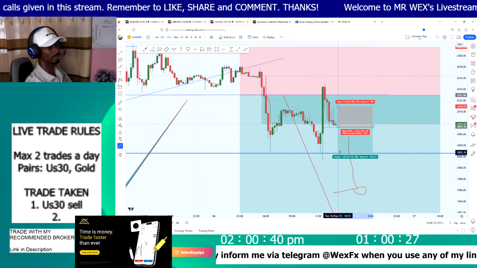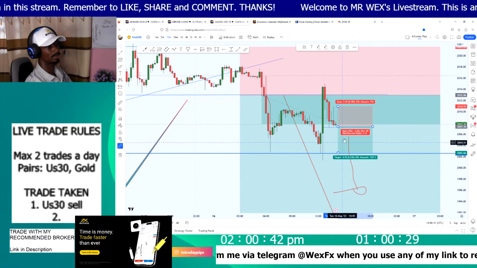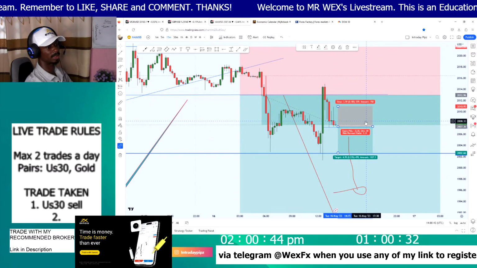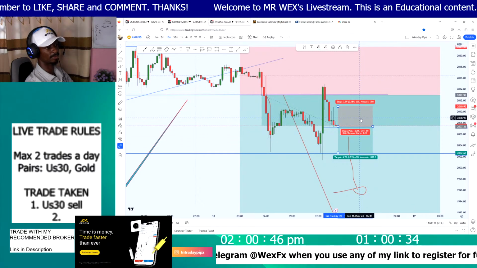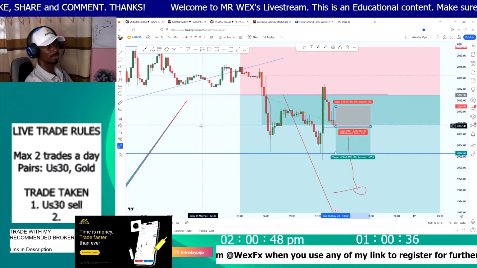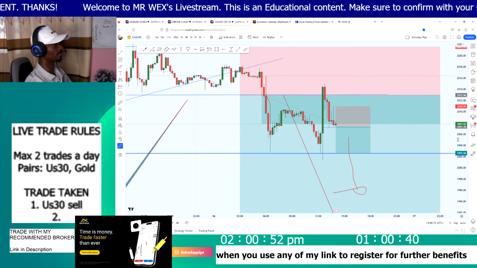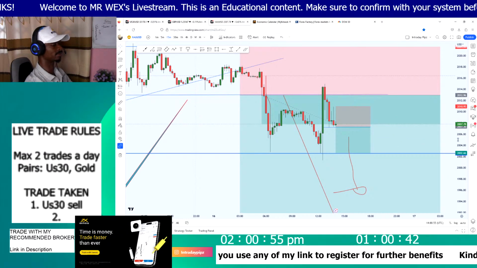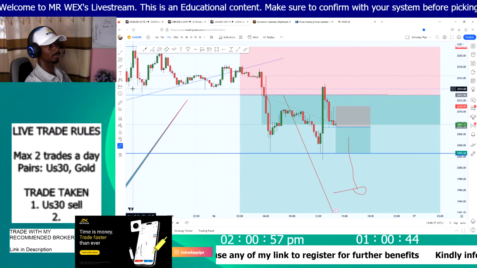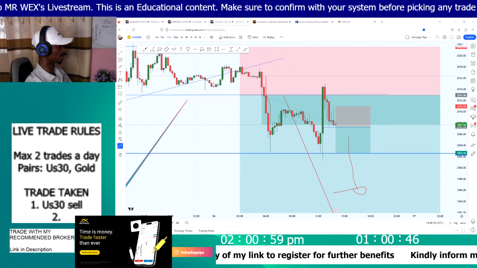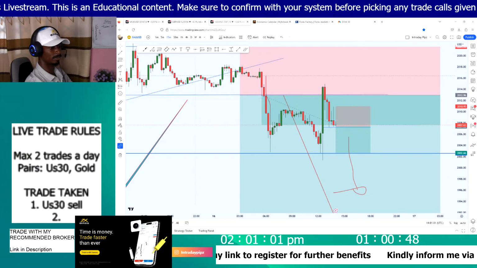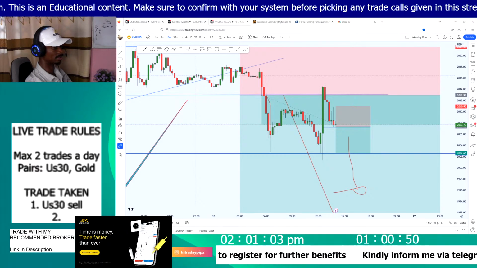So this is a scalp. So a sell stop is advisable. You want to see it break that low first before you enter. You don't want to enter instantly. So let's get that in perspective.